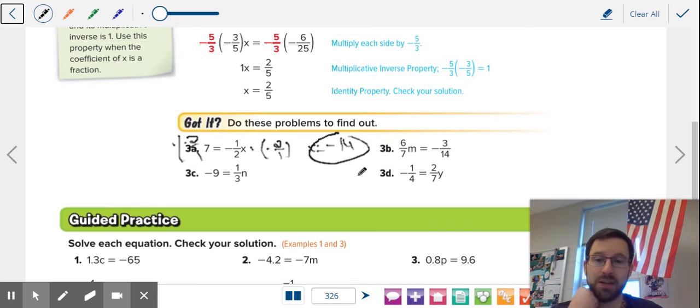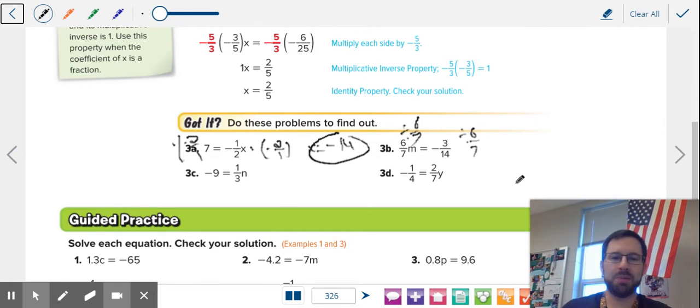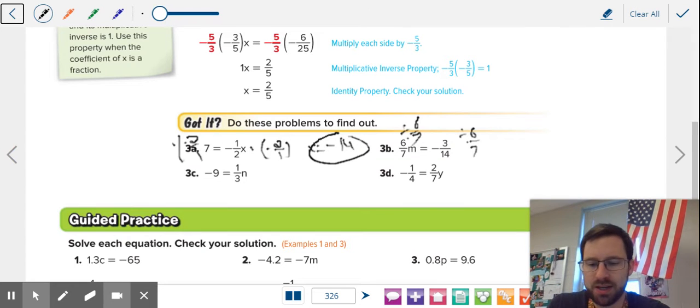Now, if you have a calculator with a fraction button, this one's easy to do with just flipping it. But let's say you're over here. What you would do is just hit divide 6/7 because it's multiply. Divide 6/7. Use your ABC button. Negative 3 ABC 14 divided by 6 ABC 7. And you get negative 1/4.